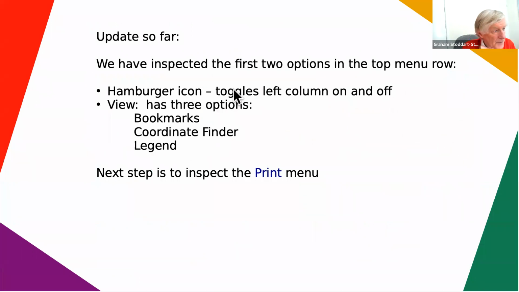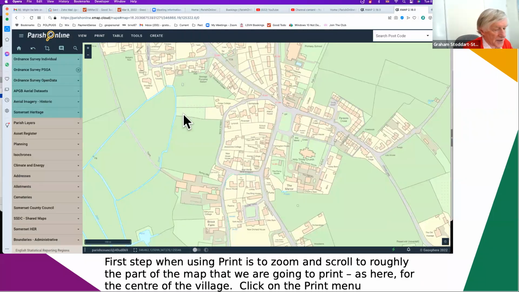And then we just update where we've got to. We've done the hamburger, toggling the left column on and off, and we've done the bookmarks, the coordinates, and the legend. So now we're heading to the next one across, which is print. And print is really, really useful. It's one of the most used menu choices in the system.